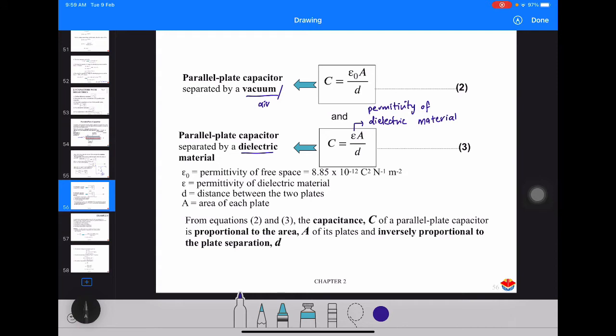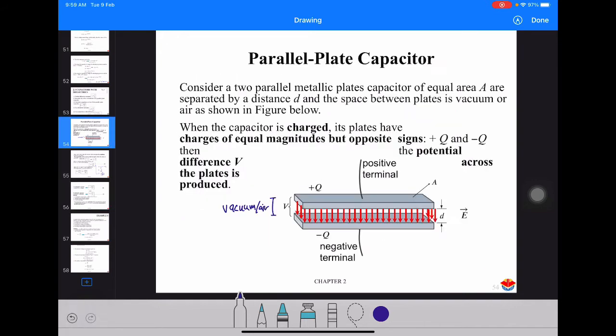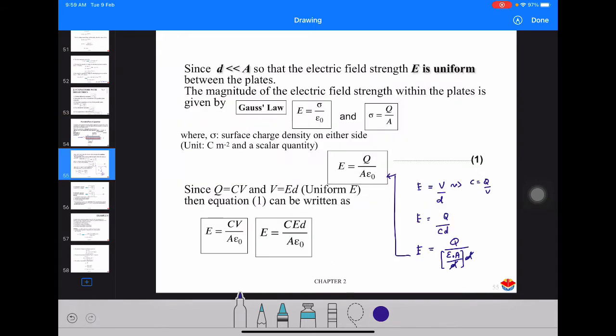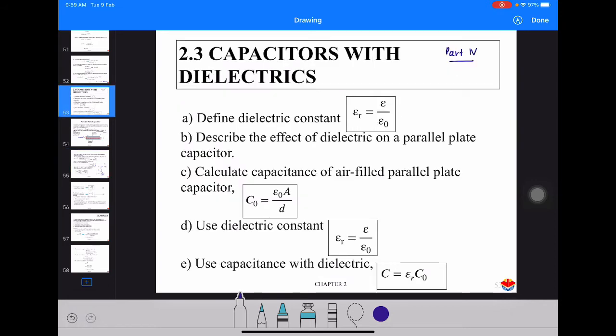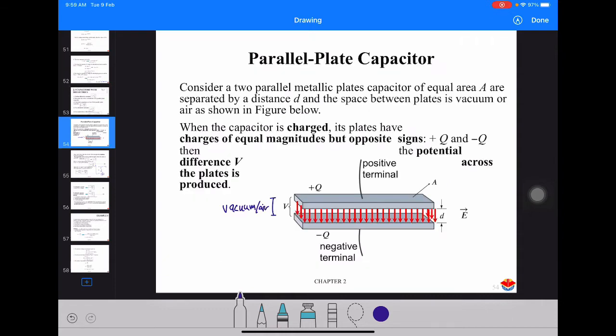Most of the time you will be using this formula unless it's stated that you have a different type of dielectric material, in which case you simply use the second equation. I just added some of the derivation. Maybe later on when you check how to derive it, you can see how you get from there. But if you look at your learning outcome, you don't have to know how to derive it, so you should be okay with that.